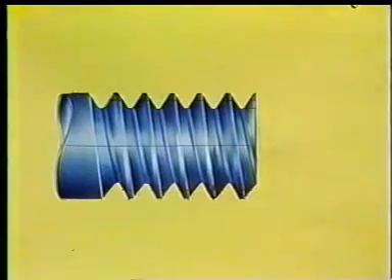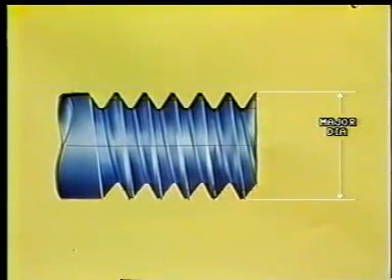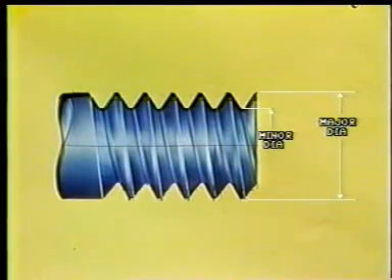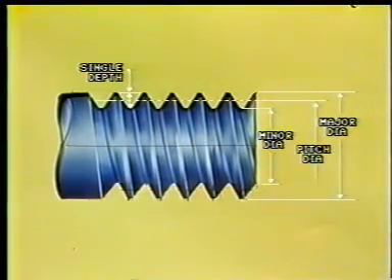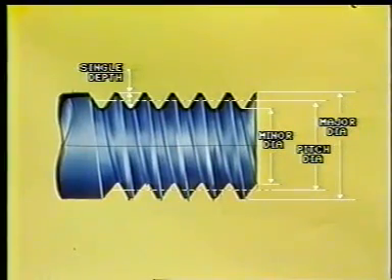Let us now acquaint ourselves with terminology associated with threads. Major diameter is the largest diameter of the thread of the screw. Minor diameter is the smallest diameter of the thread.